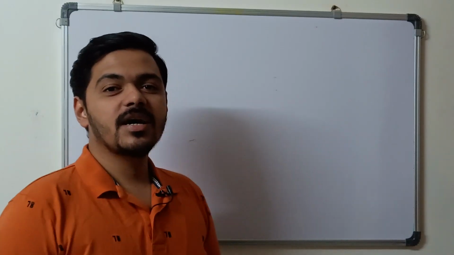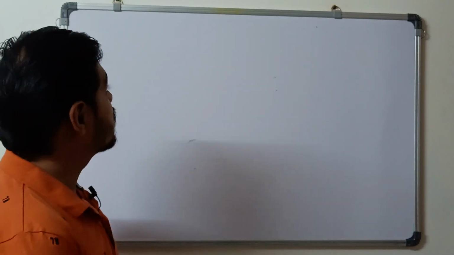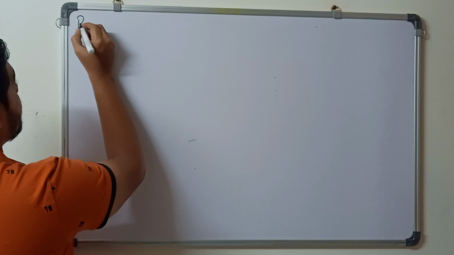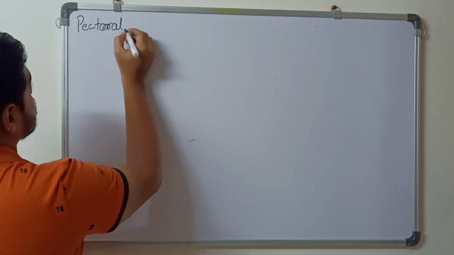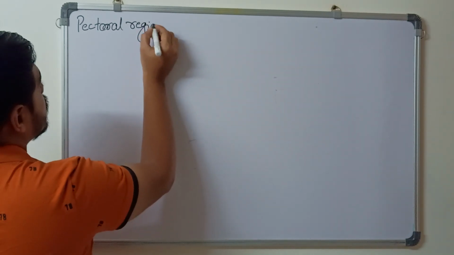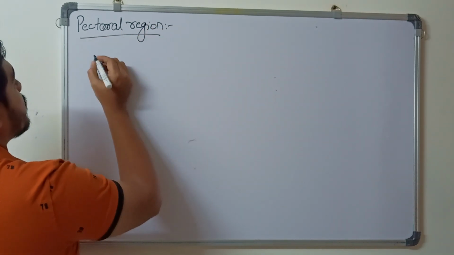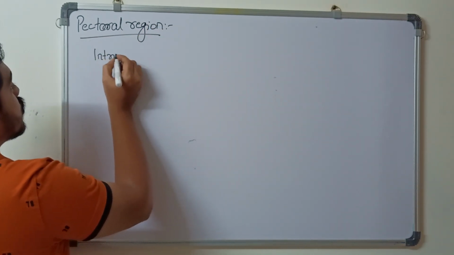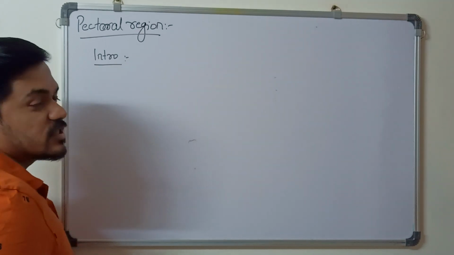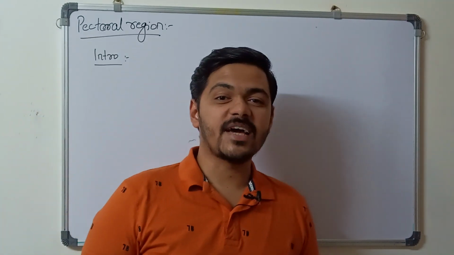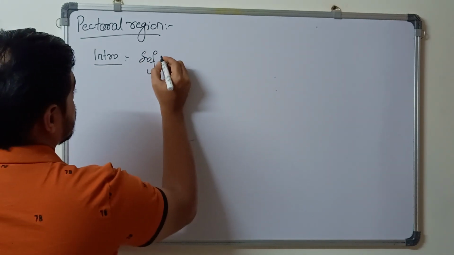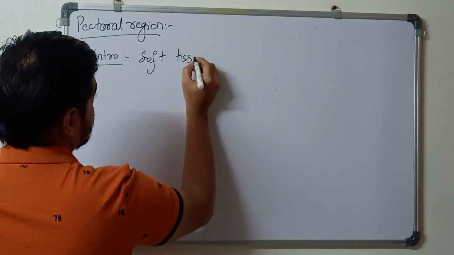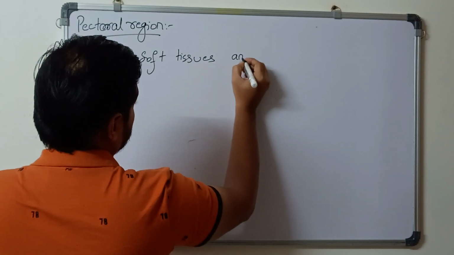We are starting with anatomy of the upper limb, in which the first topic will be pectoral region. So just a brief intro about the pectoral region. The pectoral region contains the soft tissues that are present in the anterior chest wall.